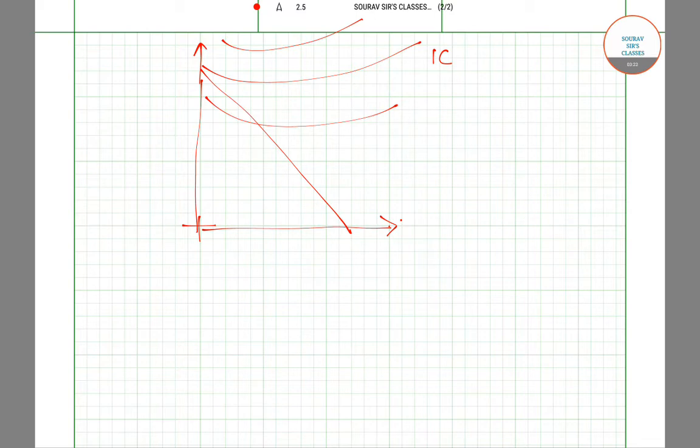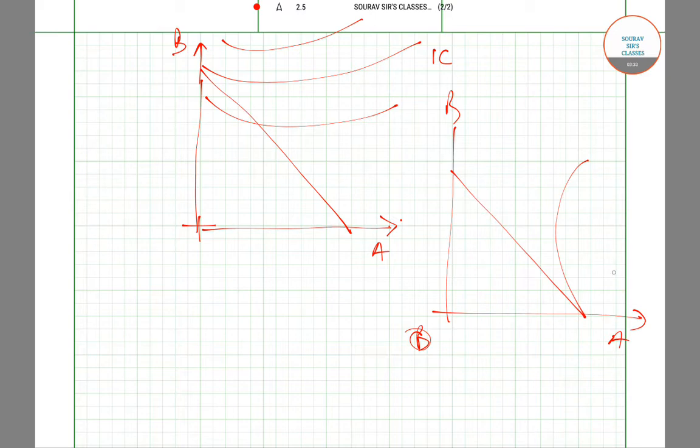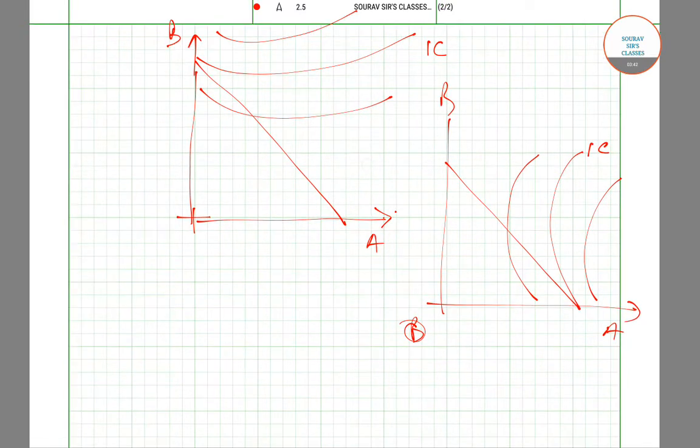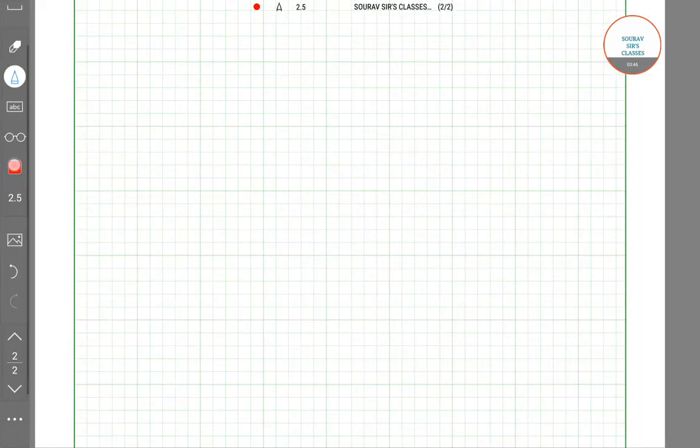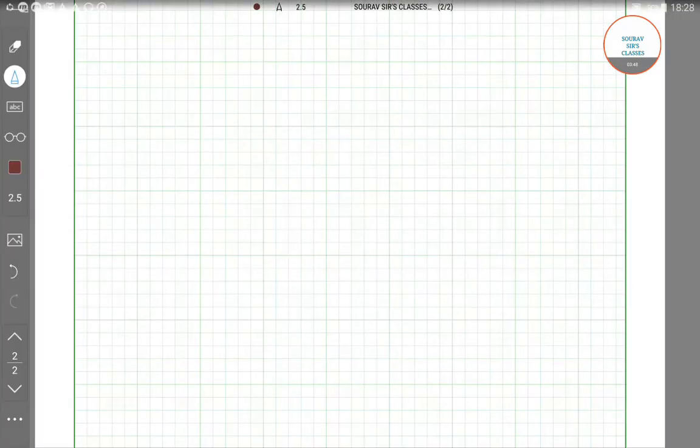Just like that. And if the consumer prefers the A in this case, then the diagram will be like this. And the other curves will be like this. So this is the pattern based idea for ICs. But what happens if the IC itself is not convex to the origin but concave?